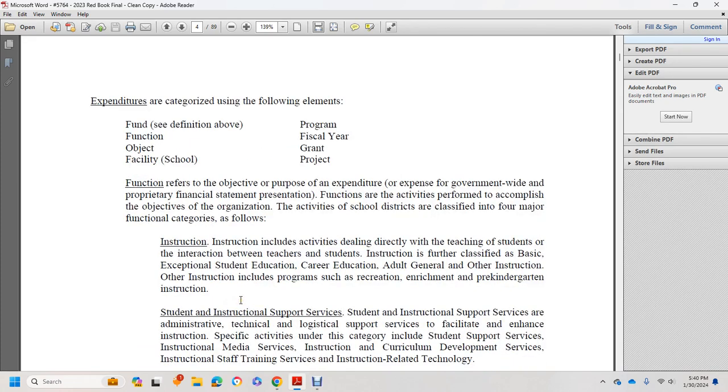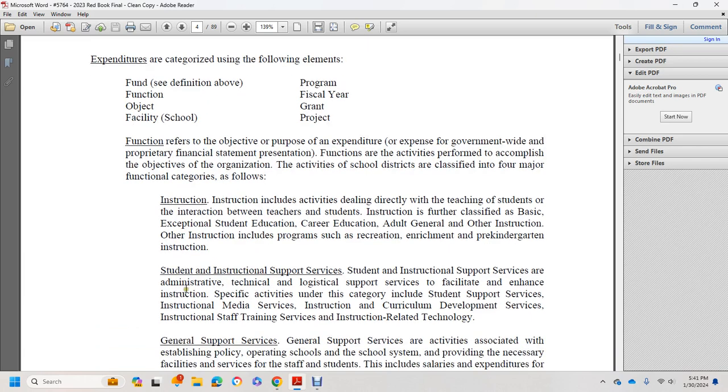Instruction. Instruction includes activity dealing directly with the teaching of students, with the interaction between teachers and students. Instruction is further classified as basic, exceptional student education, career education, adult general, and other instruction. Other instruction includes programs such as recreation, enrichment, and pre-kindergarten instruction.